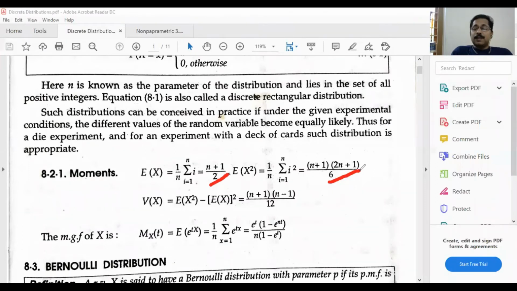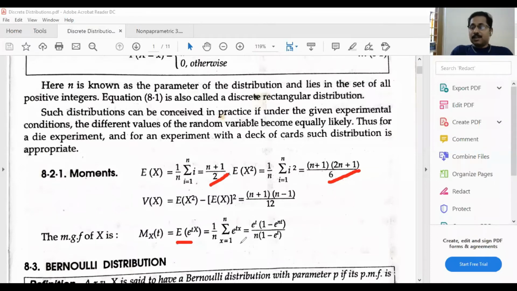In that way you can find out expectation of x cube, expectation of x raised to 4, etc., but it is difficult to find out the higher raw moments. Then we can easily find out the moments by using MGF. You know what is MGF? MGF is Mx(t), expectation of e raised to tx. You find out its Mx(t), then using the property, you know the relation connecting Mx(t) and its moments. You just find out the derivatives.